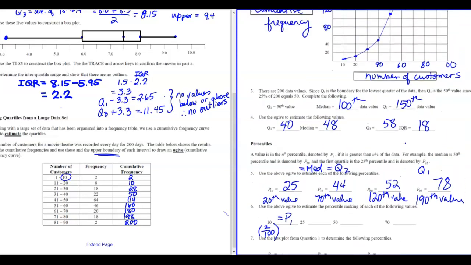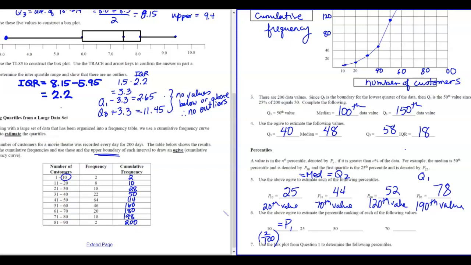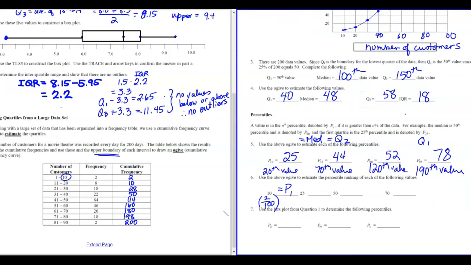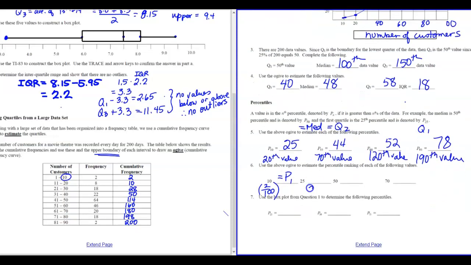Okay, 25. That's halfway in between. It looks to be a cumulative frequency of about 20. So 20 over 200. That's going to be the 10th percentile.